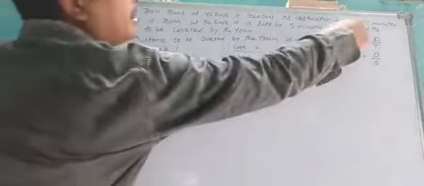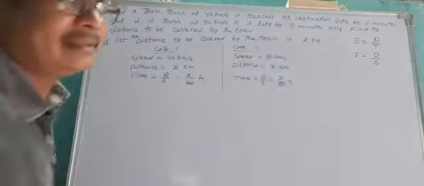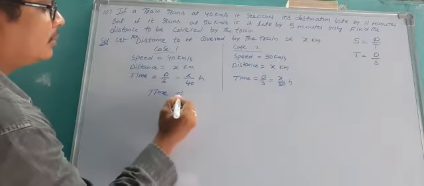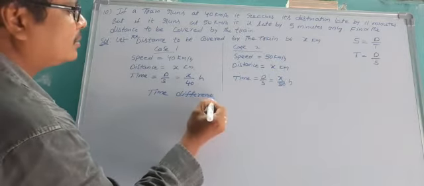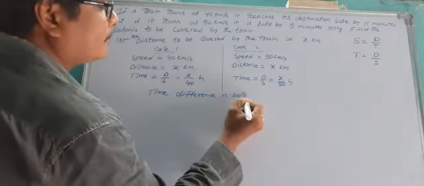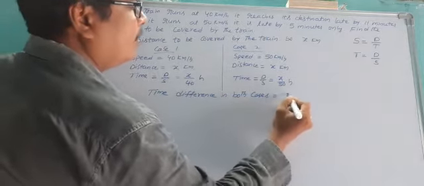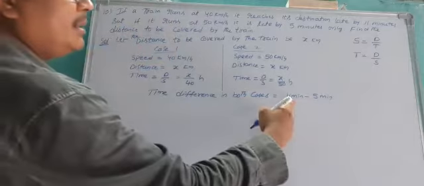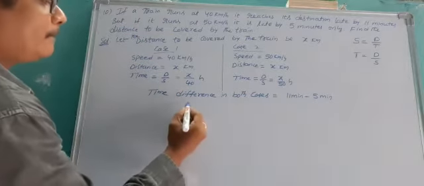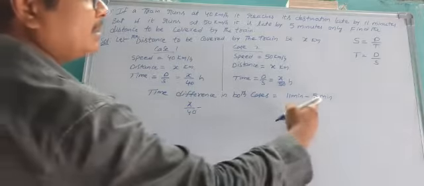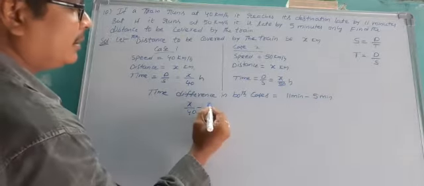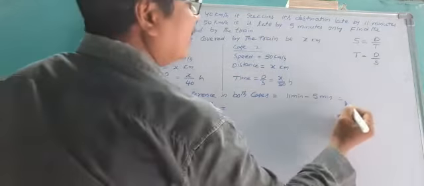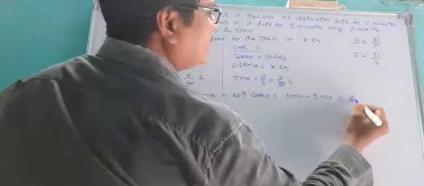In the first case the late time is 11 minutes and in the second case the late time is 5 minutes. So the time difference in both cases equal to 11 minutes minus 5 minutes. 11 minutes taken in the first case, that means x by 40, minus 5 minutes taken in the second case, x by 50. The difference equal to 11 minus 5, 6 minutes.